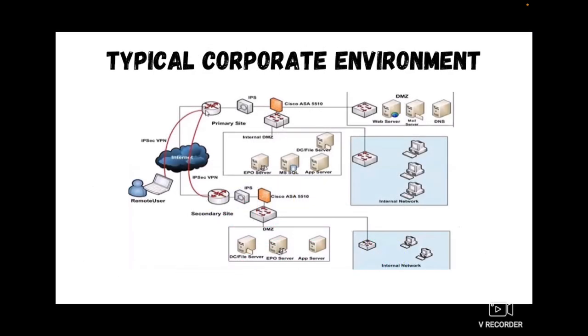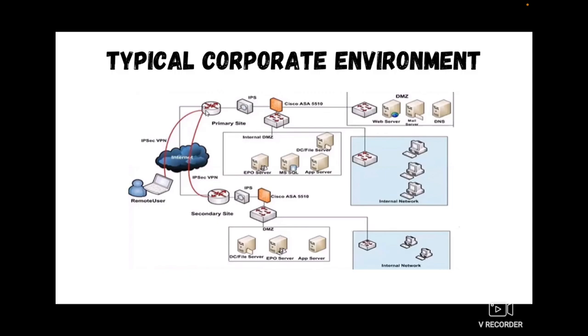Now, a typical corporate environment. A typical environment will likely look like this. You have your remote users, a primary site, and a secondary site. At the primary site, there is an edge router followed by your IDS/IPS and then a firewall. Next you have a switch that connects the internal network to the external DMZ. In this DMZ you will find your web server and DNS. There is another DMZ that hosts your application server, SQL, antivirus EPO server, and file server, which also serves as a failover for the secondary site.